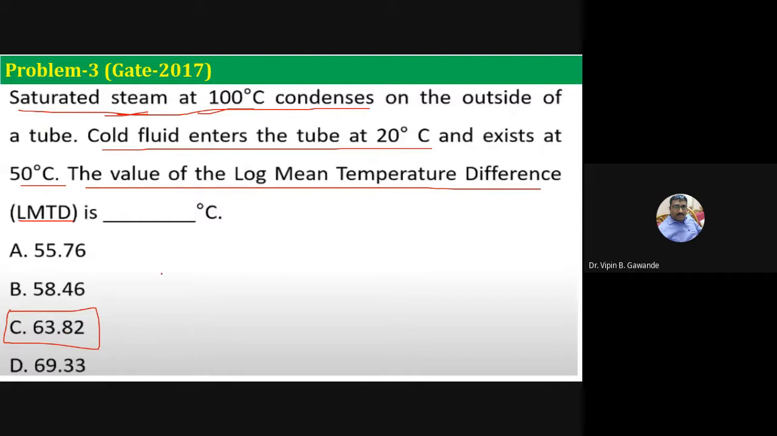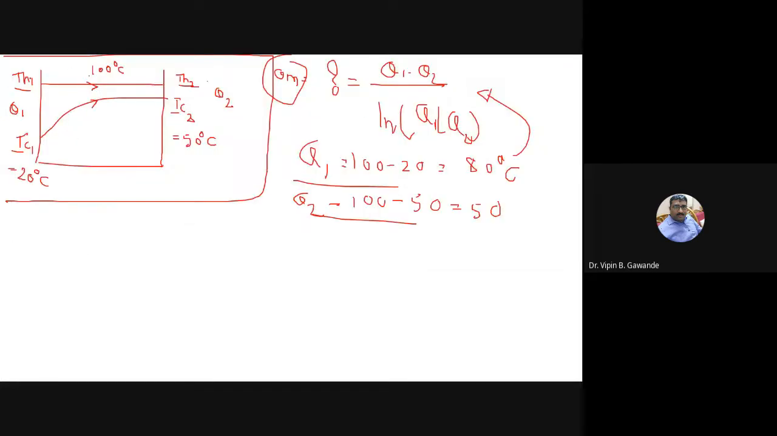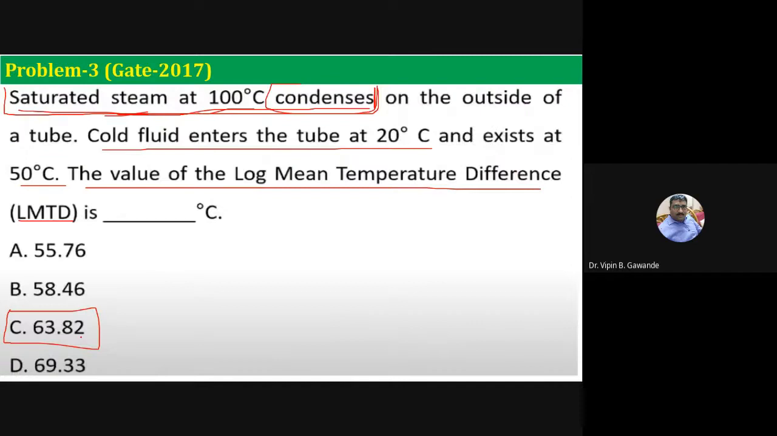The only thing you have to remember is, while using the sketch for this problem, you have to understand that this problem is related to the condenser. Once you plot this condenser diagram, it is very simple to calculate the LMTD value. It is just 100 minus 20 and 100 minus 50, theta 1 and theta 2. Put them here, you will get the answer as 63.82. So that is the answer for this given problem. This is from GATE 2017, a simple problem.